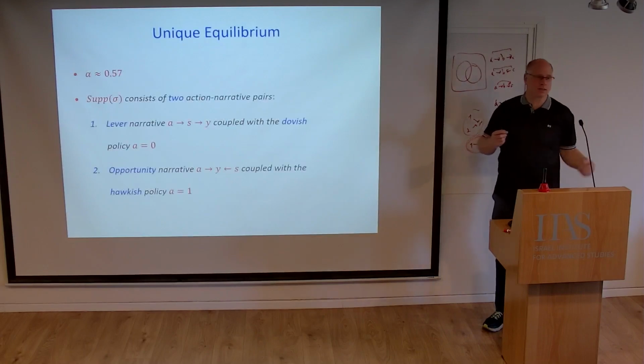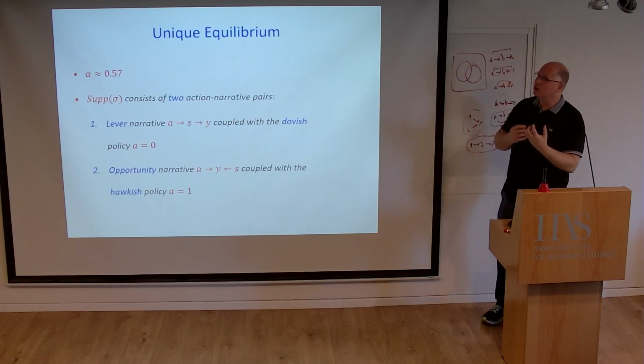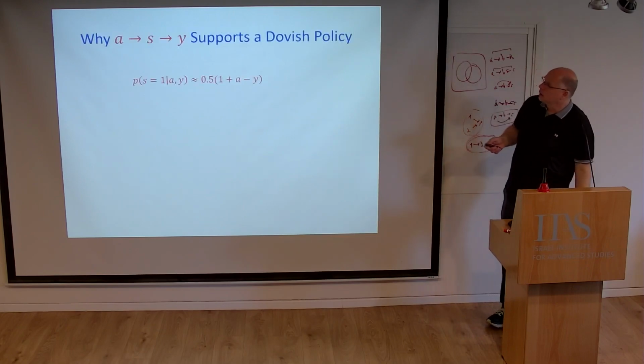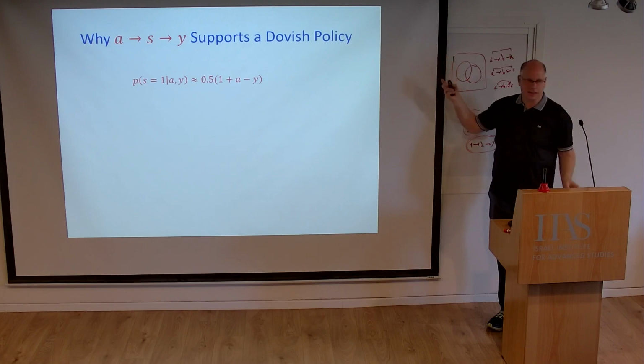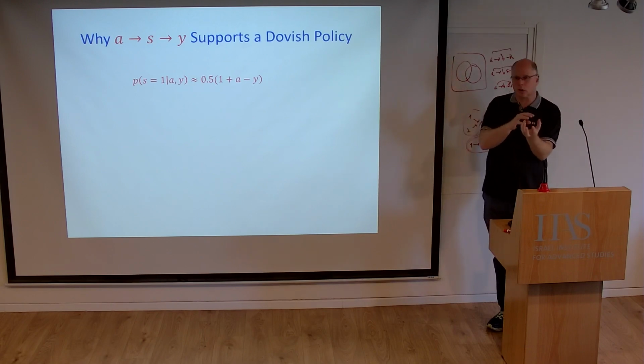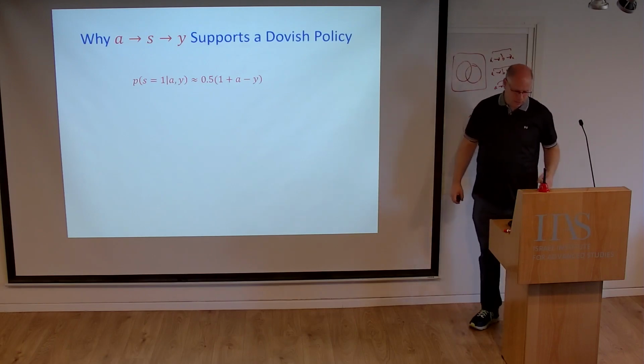Let's try to understand a few features of this equilibrium, starting with the alliance between the narratives and the policies, which is one of the things that you want to get from a model like this, namely to think about correlations between structures of narratives and policies.